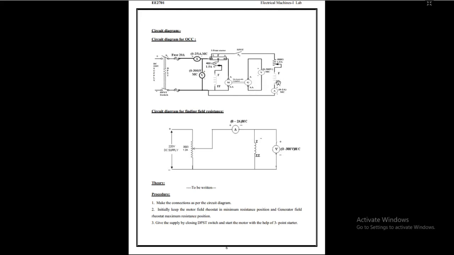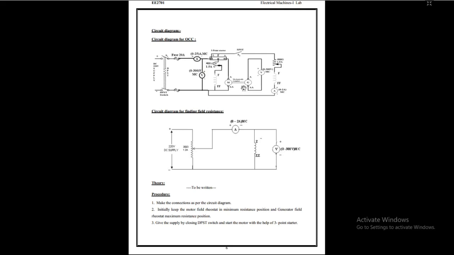But in order to draw the graph between field and EMF, I am taking a field. F is the field. And in order to vary this field, I am connecting a rheostat here. The field current is taken directly from this supply.